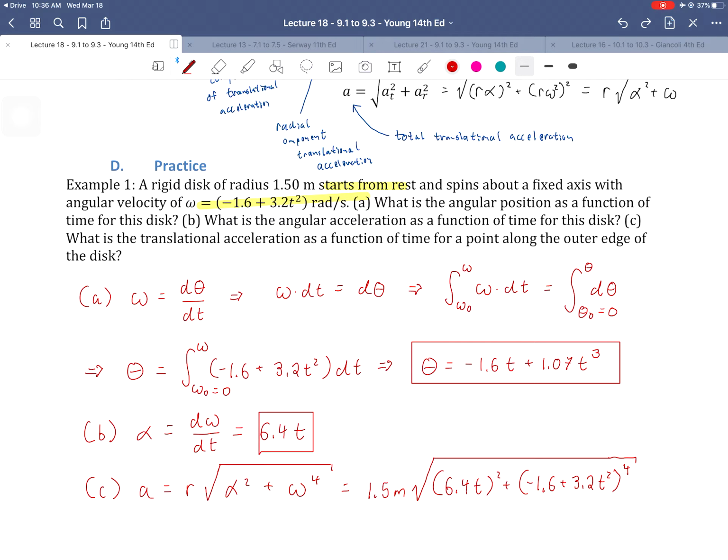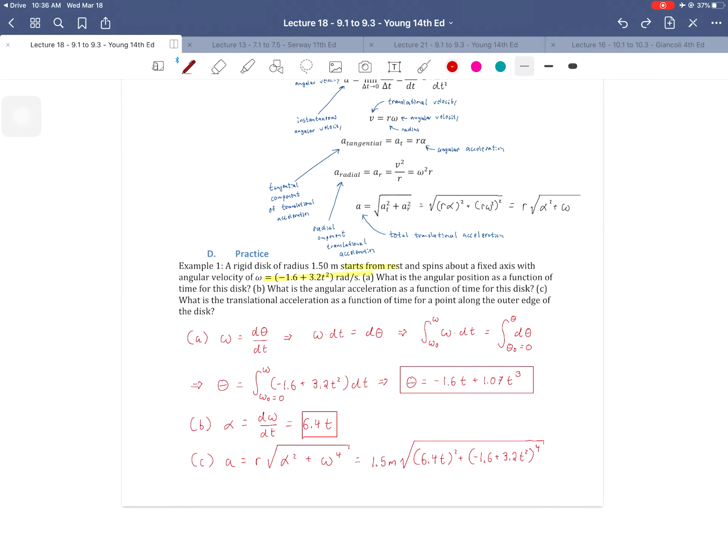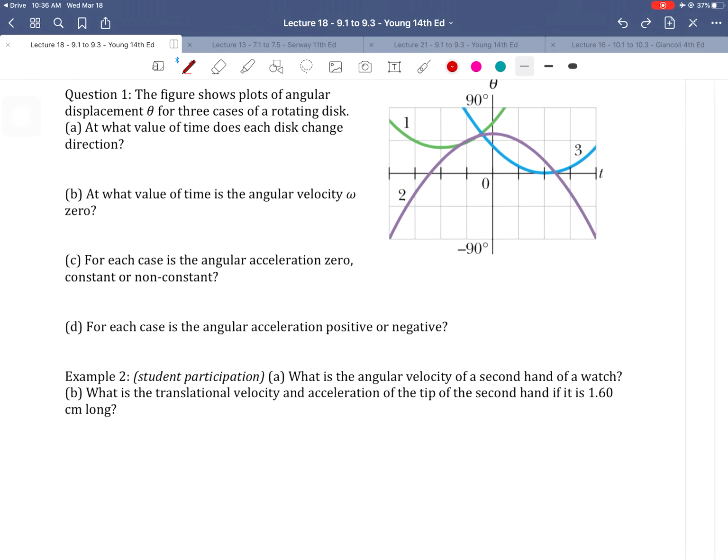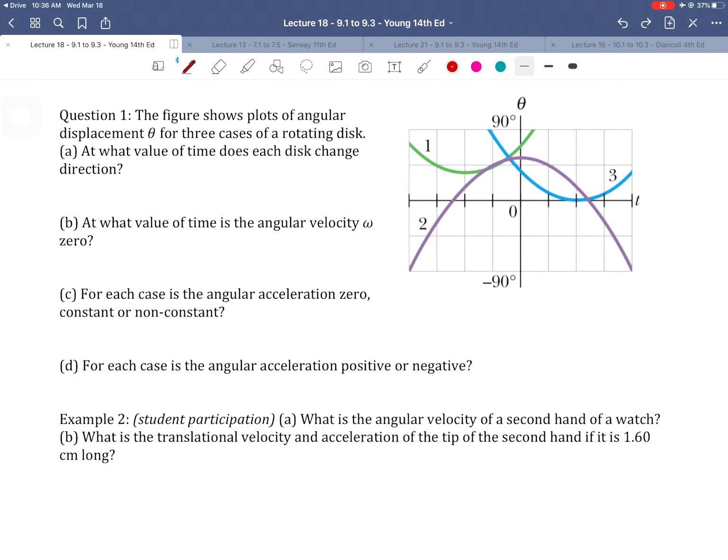Okay, so hopefully that example makes sense. Let's go ahead and move to the second part of our practice here, which is a conceptual question. All right, so we'll go through the answers here. So here we're showing a figure of a plot of angular displacement theta for 3 cases of a rotating disk. At what value of time does each disk change direction?